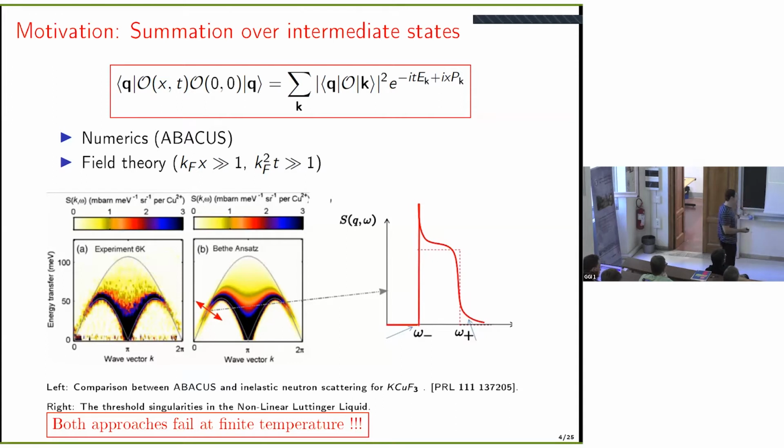And it turns out that if temperature is non-zero, it's no longer valid. So one of the motivations was how to deal with this system. Since the problem lies in these summations, we can use the simplest models that also have this type of summation and see what we can do.